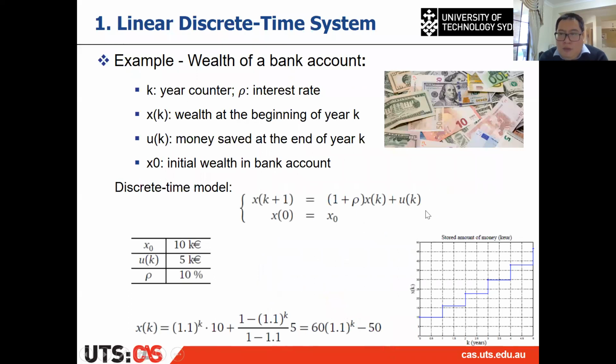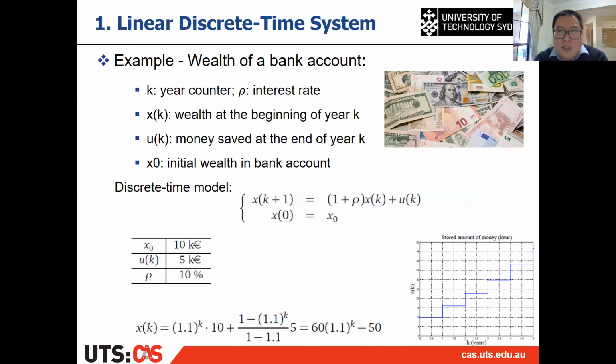Then let me give you an example to formulate the linear discrete time system from a real case. The example is about the wealth of a bank account. Suppose k is the year counter, and that is definitely discrete, right? It's year 2020, year 2021, something like that. That is definitely discrete, right? And rho is the interest rate.